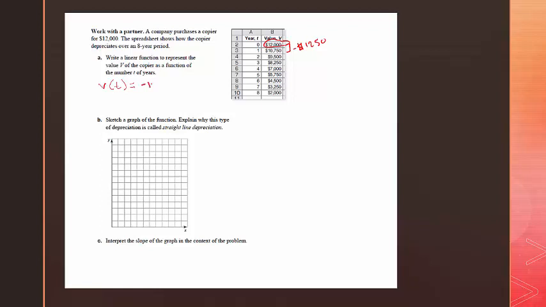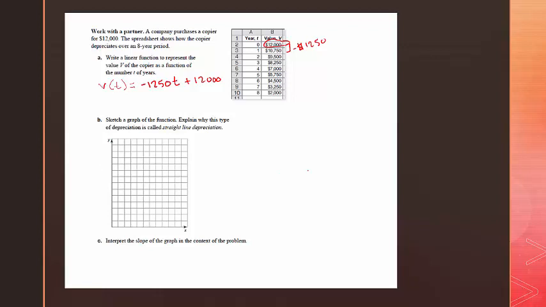So we are basically going down in value $1,250 every year, and our starting value was $12,000. All right, so letter B, I'd like you to try letters B and C on your own. We're going to be graphing the function and then seeing why you think it might be called straight line depreciation. And then it's going to ask you to interpret the slope, once again, in context of the problem.